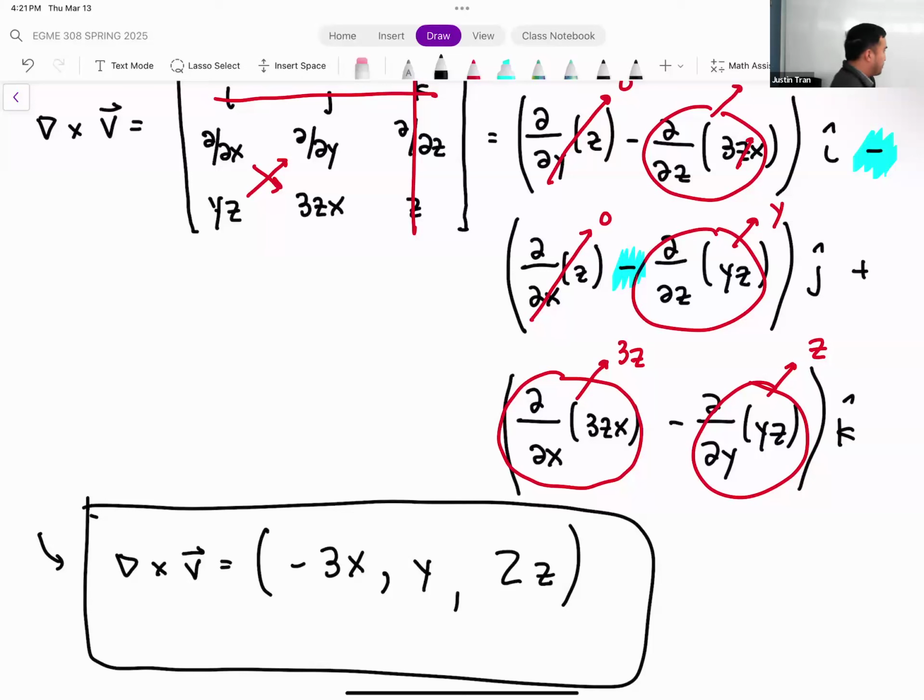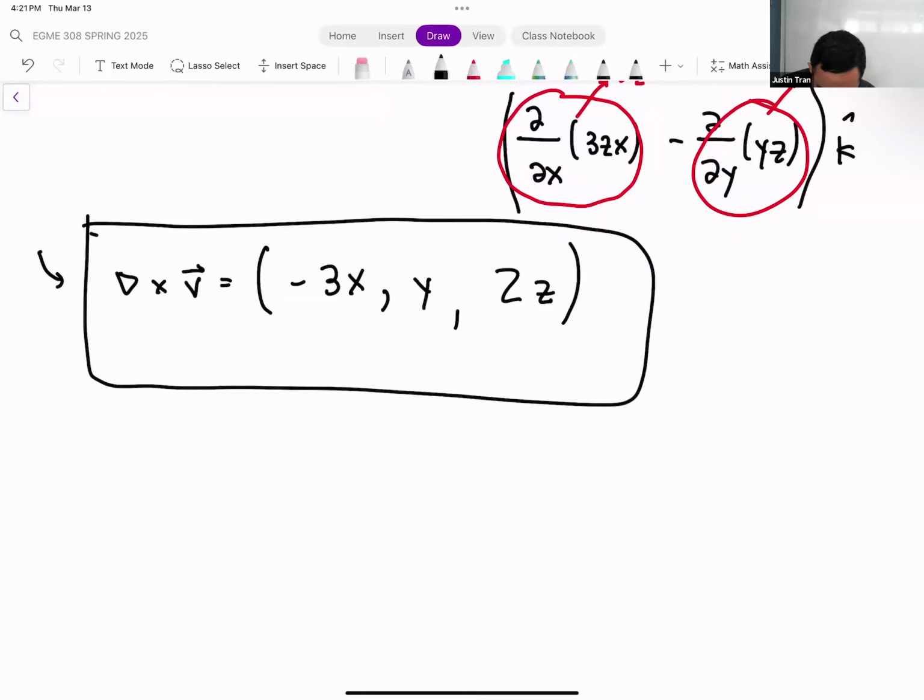All right, so that's the curl. Let's talk about its physical intuition a little bit more. Specifically, let's look at a case where the curl is 0. It is possible for the curl of a vector field to become 0. When the curl is 0, this basically means that we have an irrotational vector field.